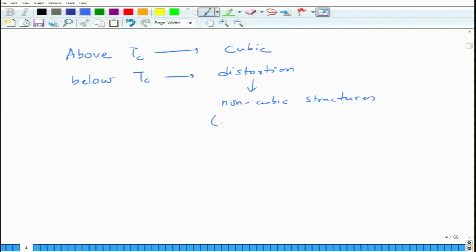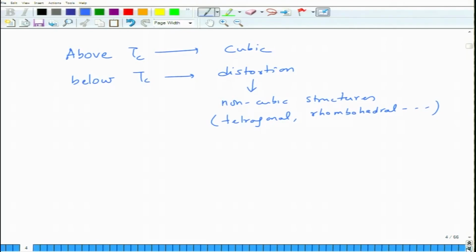These could be tetragonal, rhombohedral, and so on and so forth. It is just a slight distortion in the unit cell which makes the cubic symmetry go away. So, there is no cubic symmetry.